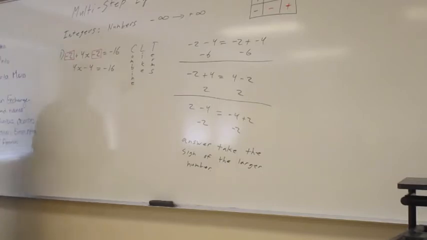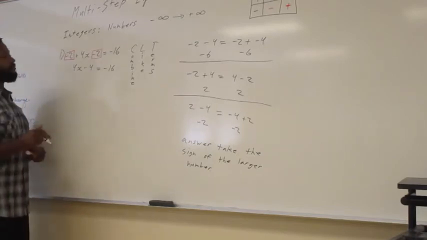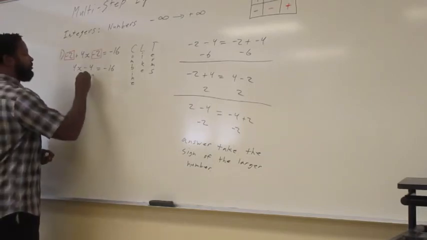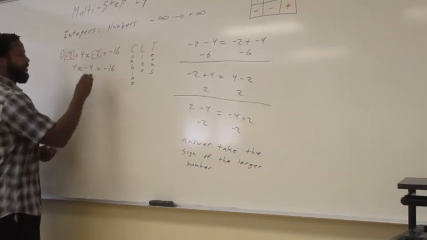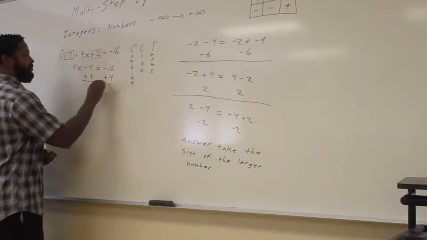And then you add it. And then you do what? Add the -4 to itself and then to the 16. Good job. What we do on one side, we must do on the other. And then you get -12.